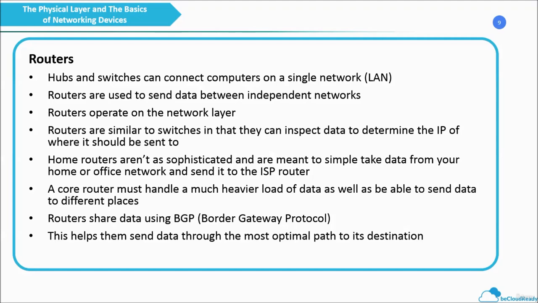Routers will share data using the BGP, or what we call the Border Gateway Protocol. The Border Gateway Protocol will help them send data through the most optimal path to its destination, so the data reaches there as fast as possible.